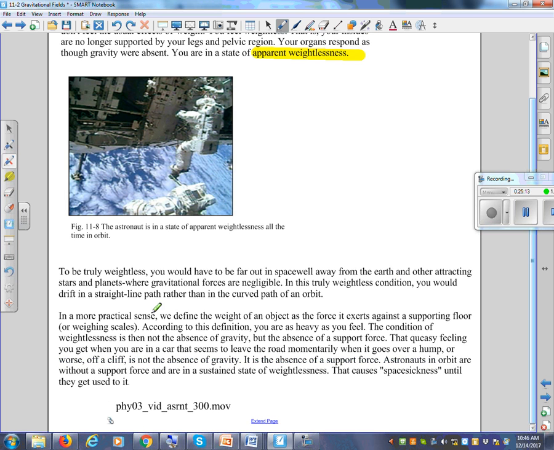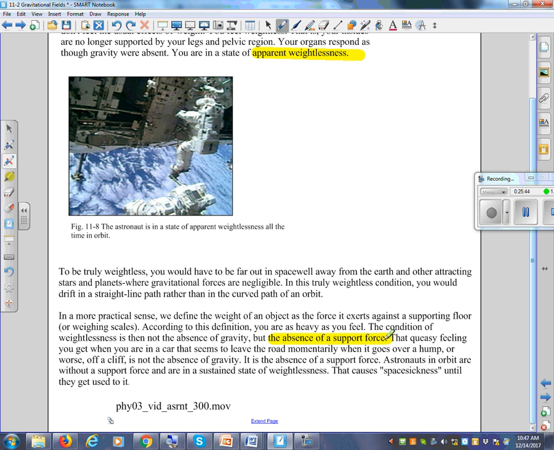In a more practical sense, we define the weight of an object as the force it exerts against a supporting floor or weighing scales. According to this definition, you are as heavy as you feel. The condition of weightlessness then is not the absence of gravity, but the absence of a support force, something holding you up. That queasy feeling you get when you're in a car that seems to leave the road momentarily, when it goes over a hump or worse off a cliff, is not the absence of gravity. It is the absence of a support force.